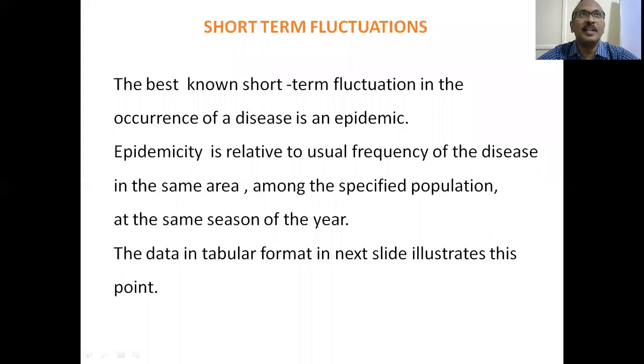Usually the consideration of an epidemic for a particular disease is relative to the usual frequency of the disease in the same area among the specified population at the same season of the year. So what I mean to say is it is all relative to a particular aspect of the disease or the particular number of the disease. The data in tabular format in the next slide illustrates this particular point.